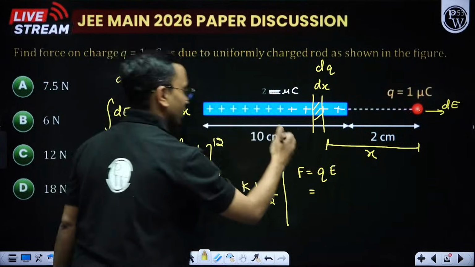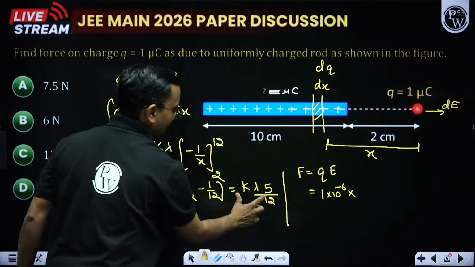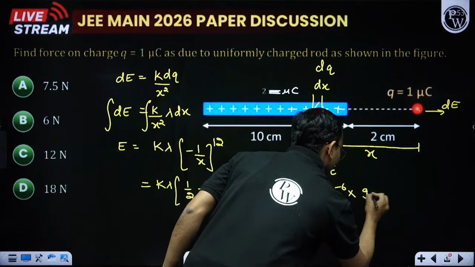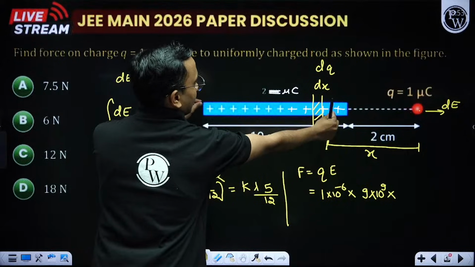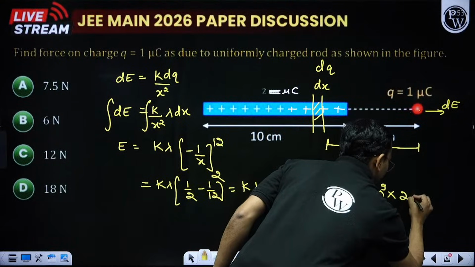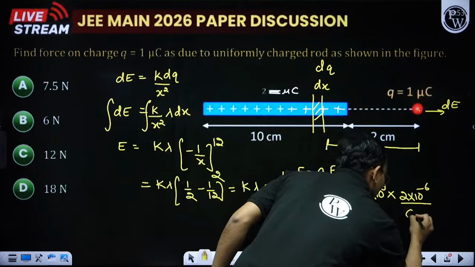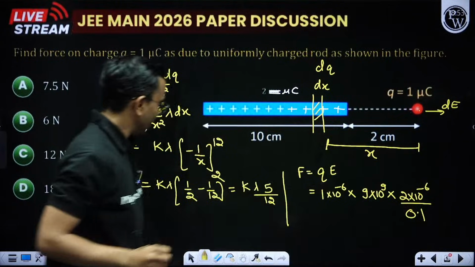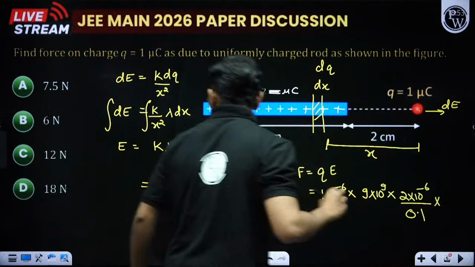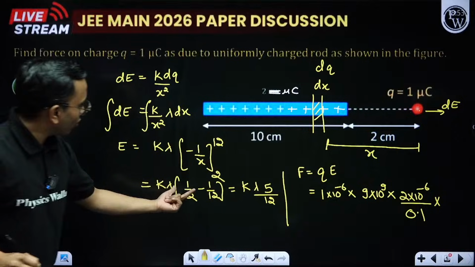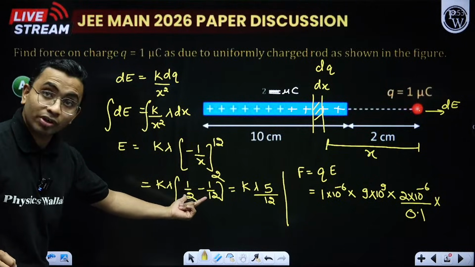What is Q? Q is 1 microcoulomb, 1 into 10 to the power minus 6, into the electric field. K is 9 into 10 to the power 9, into lambda, which is charge per unit length. Charge is 2 microcoulomb, 2 into 10 to the power minus 6. The length is 10 centimeter, so 0.1. K lambda into 5 by, wait a minute. This was 2 to 12, this was in centimeter, we need to convert that to meter.